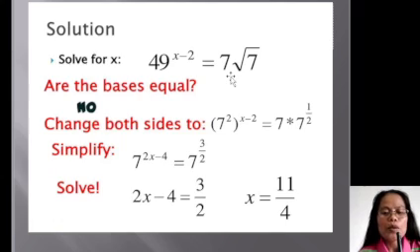And then we will solve. We have 2x minus 4 is equal to 3 over 2.